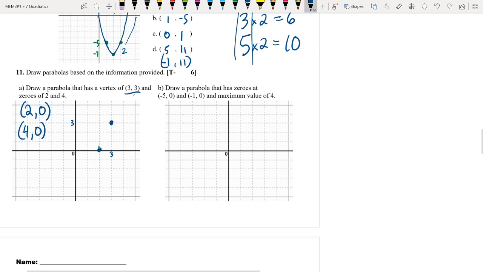And so one point is going to be here, one point is going to be here, and I can now draw my parabola like so. Now we can look at B, which says draw a parabola that has zeros at -5 and -1.